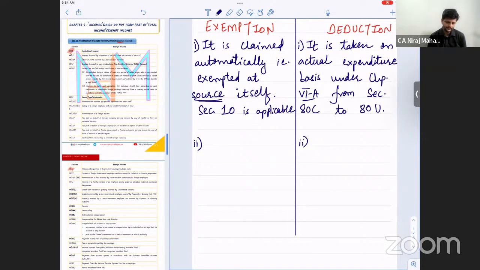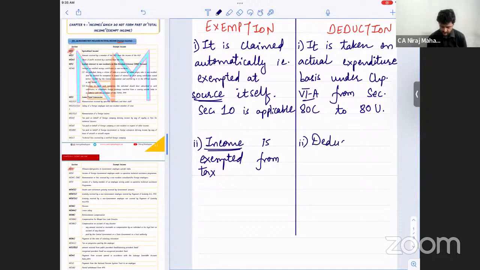Second, income is exempted from tax. And here deduction is mainly for expenditure. Mainly, I'm saying, okay, mainly. Deduction is mainly for expenditure.